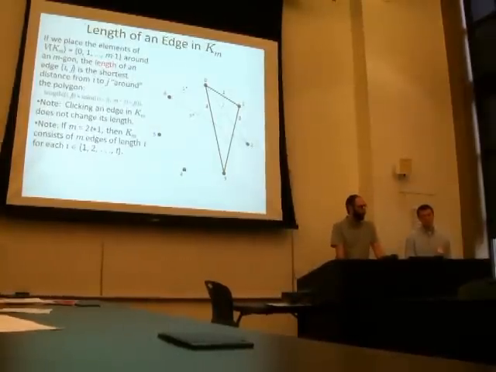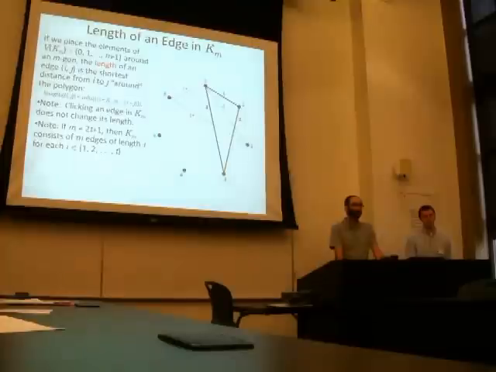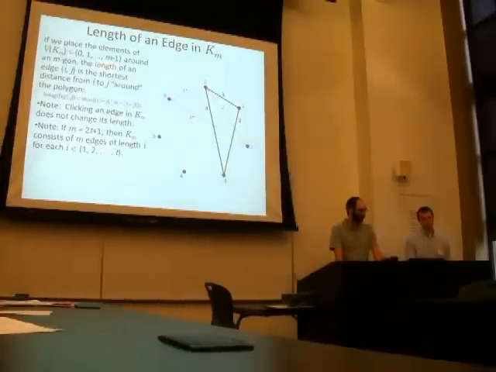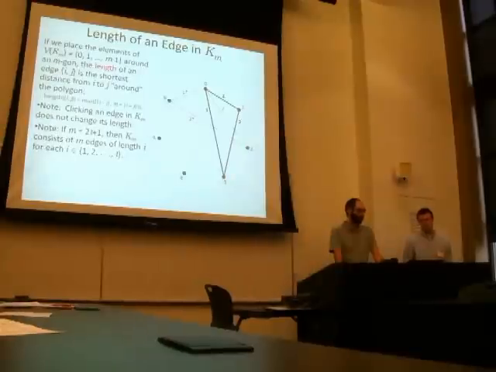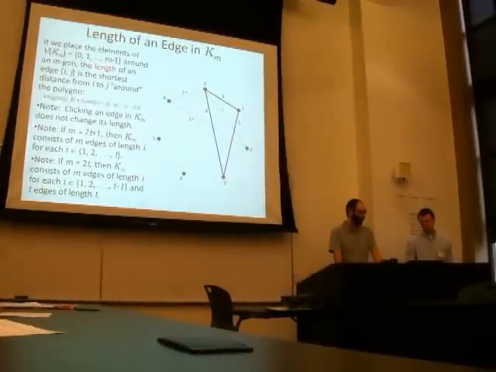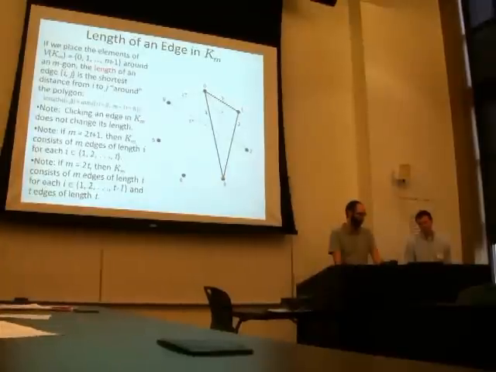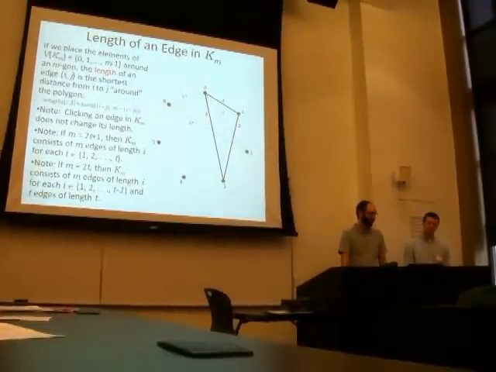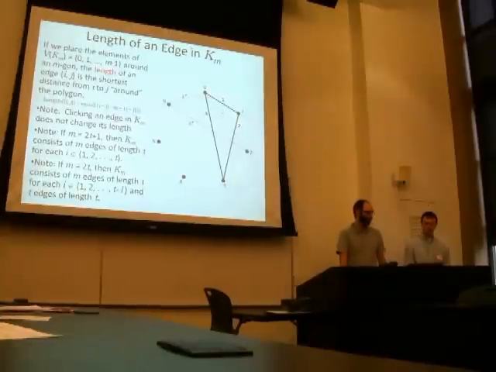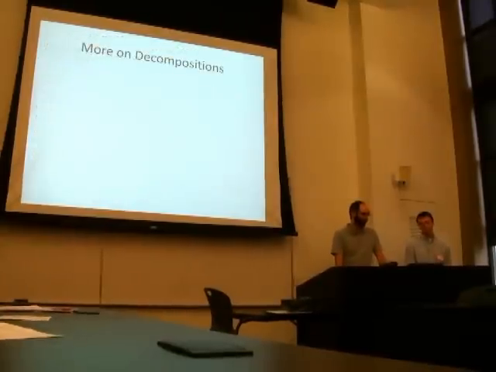Also, if we let m equal 2t plus 1, then we have an odd number of vertices. So then Km consists of m edges of length i for each i in the set 1 up to t. However, if m equals 2t, so it's an even number of vertices, then Km consists of m edges of length i for each i in the set 1 up to t minus 1, and t edges of length t.